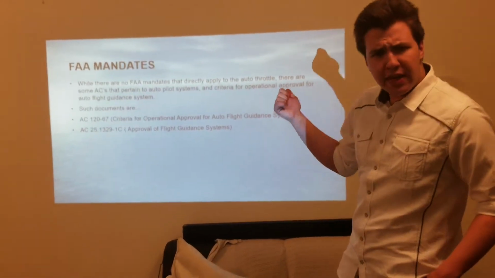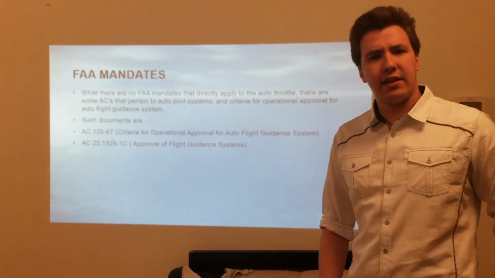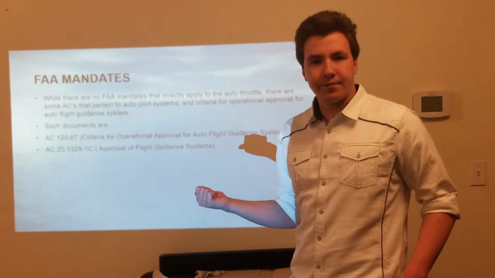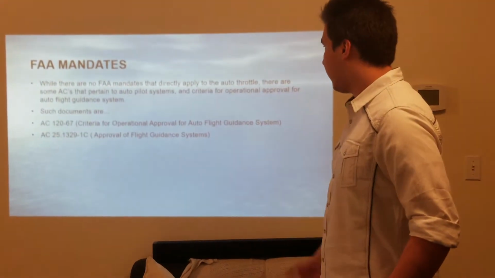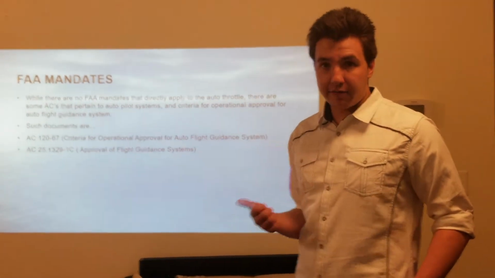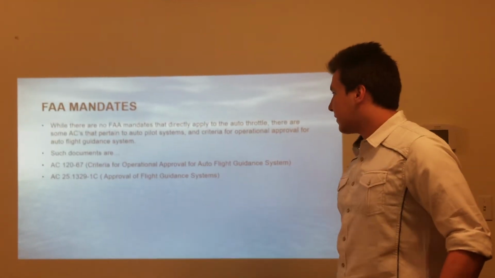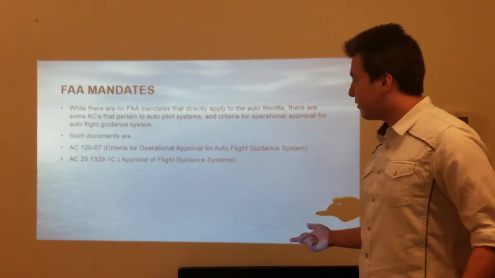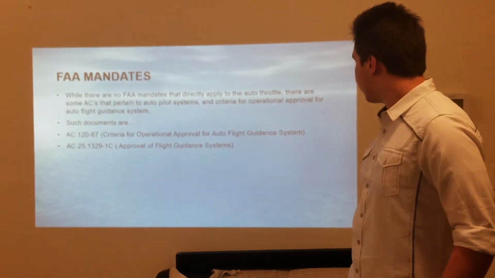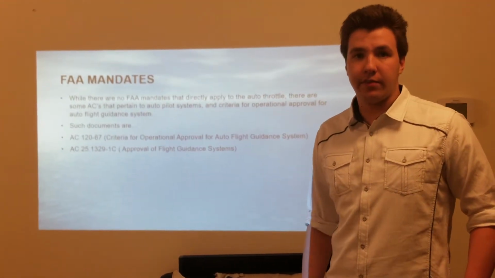And also, as for the FAA mandates go, I couldn't exactly find specific FAA mandates for auto throttle systems. However, the auto throttle is coupled a lot with the autopilot. So there are a couple autopilot things, essentially just criteria for operational approval of autopilot and flight guidance system. Those are AC 120-67, AC 25.1329 1C. Those are just going over approval of flight guidance systems, auto flight guidance systems, such like that. It can be related. It's coupled a lot with the auto throttle systems, so it does that too.